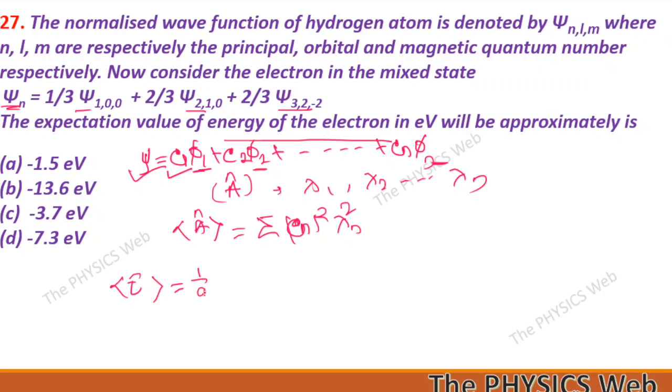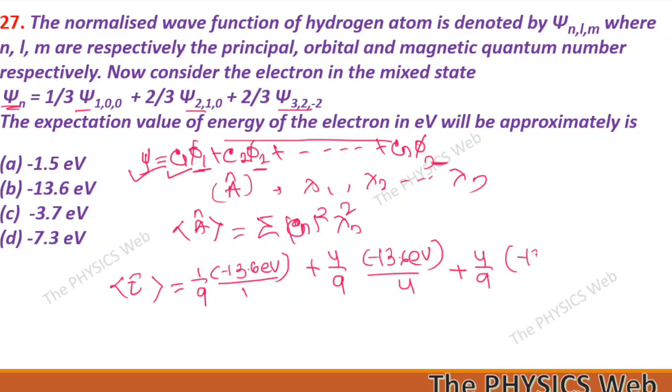This is 1 by 9, energy will be minus 13.6 electron volt by n squared. N is 1, so 1 plus 4 by 9 times minus 13.6 electron volt by 4, plus 4 by 9 times minus 13.6 electron volt by 9. You can calculate this easily. This will be equal to minus 13.69 electron volt. So your correct option is option C.